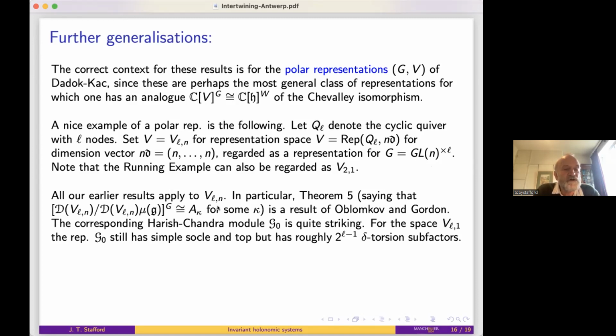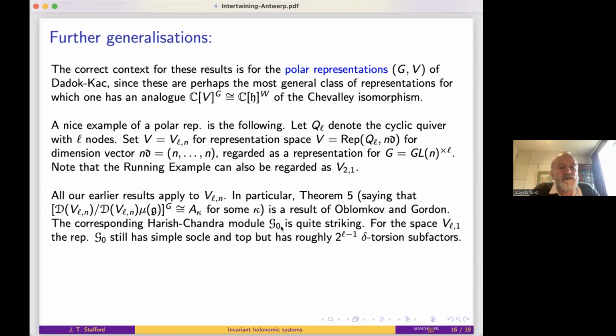So in that situation, all our earlier results apply to these V_{L,n}. So the first result, that was result 5, which was saying that we understand both the kernel and the image of quantum Hamiltonian reduction. The image should be a spherical algebra. That's actually an old result of Oblomkov and Gordon. But as far as we're concerned, all our early results about the modules, the G lambdas, apply in this situation. And I just want to mention what happens for the module G0. And here it's really quite striking.